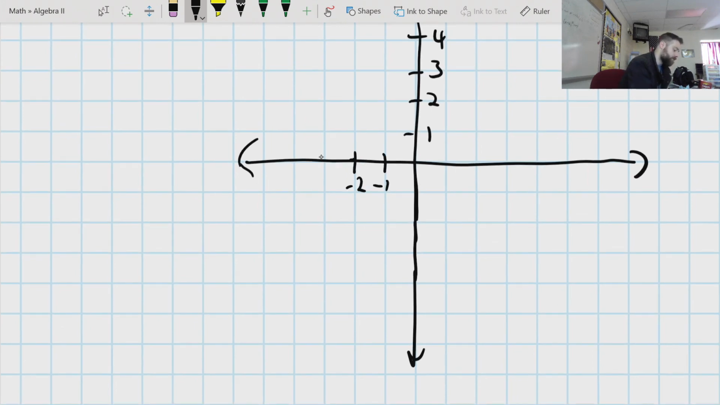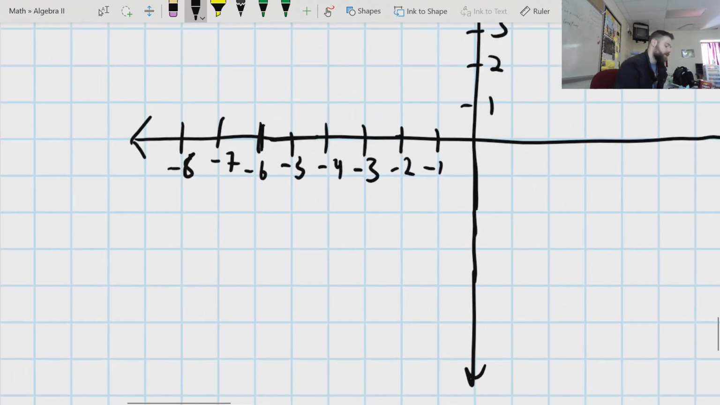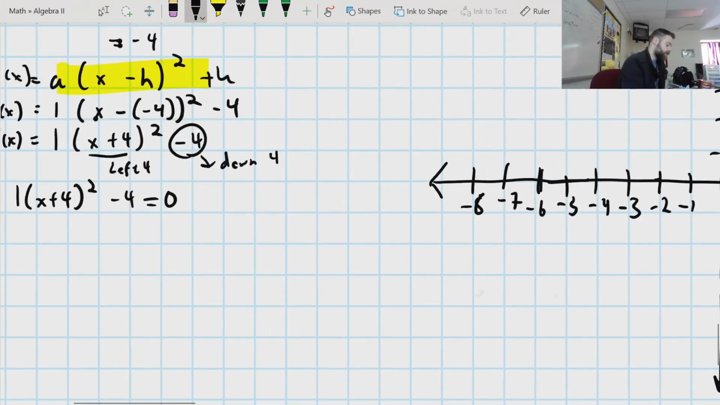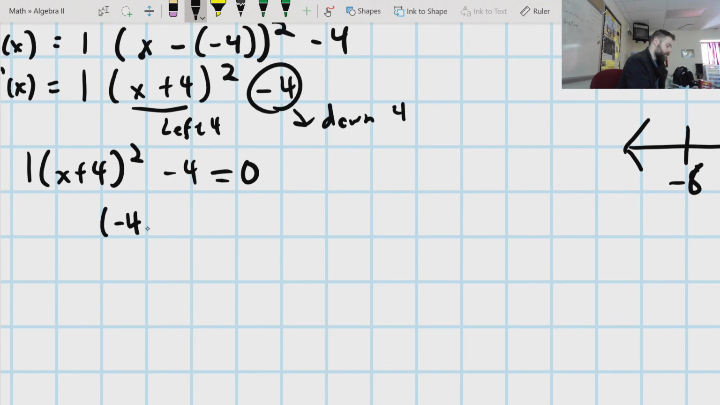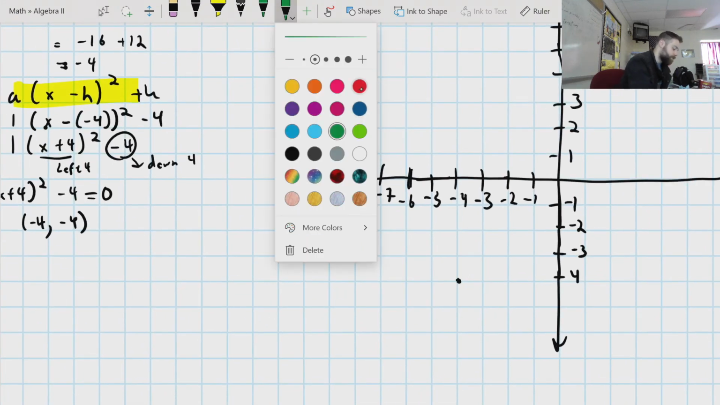Negative 1, negative 2, negative 3, negative 4. And since it's shifting left 4, I kind of want to extend this graph out because I'm not sure where it's going to hit the x-axis yet, but I've got a sense of where it's going to hit it. So negative 4 is my h value, so it's my vertex, the x-coordinate of my vertex, which is also called the axis of symmetry, so we talked about that. And then my k value is negative 4. So if I go left 4, down 4, 1, 2, 3, negative 4, that right there is my function.